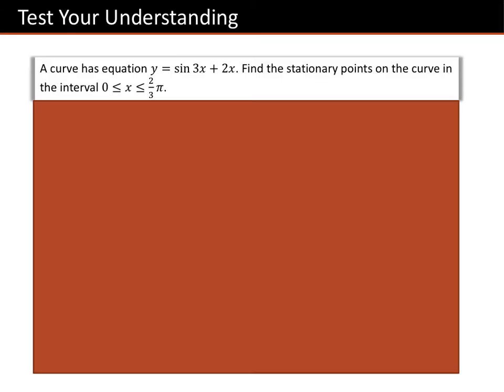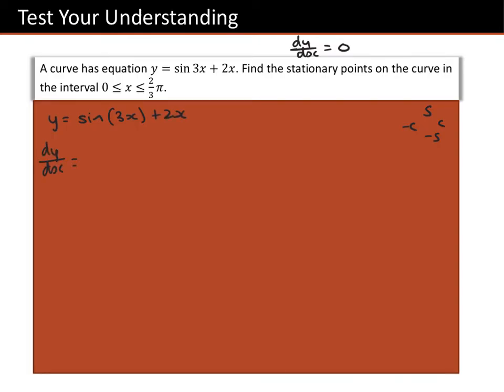Okay, so it says find the stationary points. The first thing I should be thinking, stationary points, my gradient function must equal 0. I've also got a sine in my y, so I'm going to write my sine, minus sine, minus cos, because that's going to help me solve this question. So my y equals sine of 3x plus 2x. I'm now going to differentiate this.